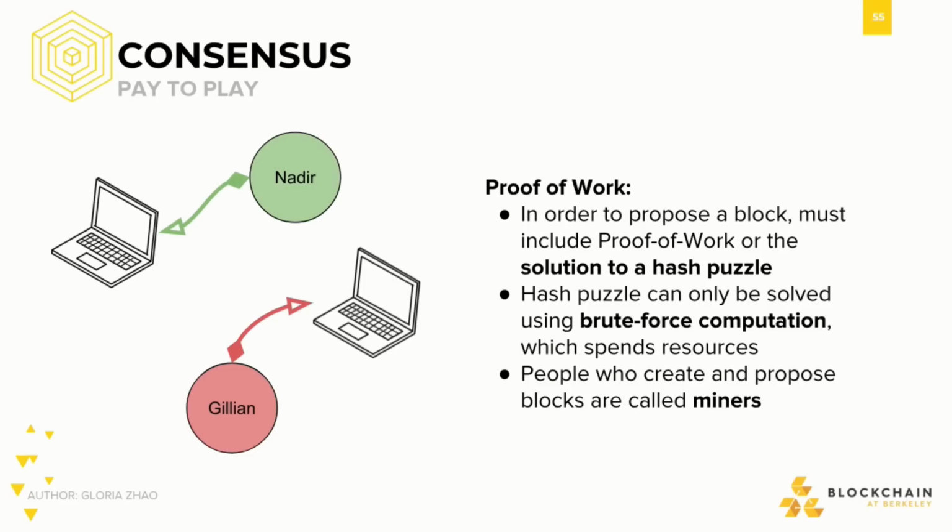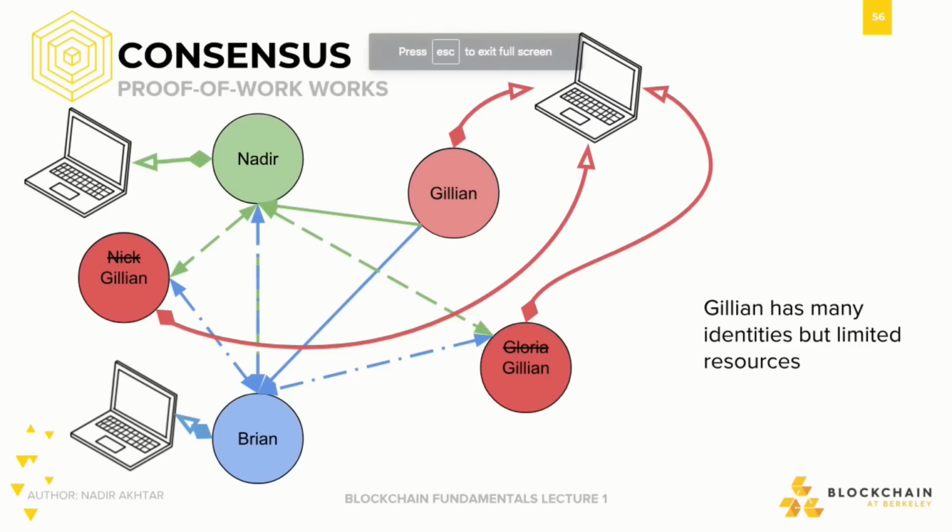I'm going to stop all questions right now because we're running out of time. What I really want to do is prove to you that this works. The idea is Jillian has as many identities as she wants, but she still only has the same amount of computational power, so she can only vote as one person.